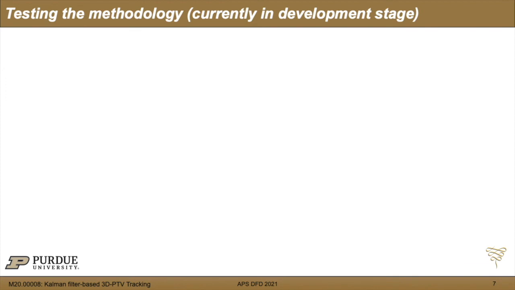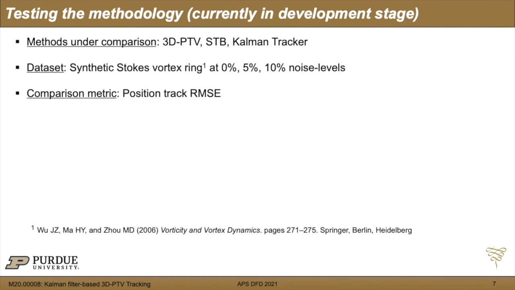The proposed algorithm is currently under development, and unfortunately, we do not have results to present at this point. The ongoing work will test the Kalman tracker on a synthetic vortex ring dataset generated at 3 different noise levels. The metric of comparison will be the root mean square error in the particle position tracks.